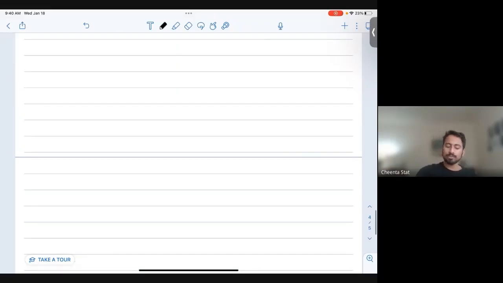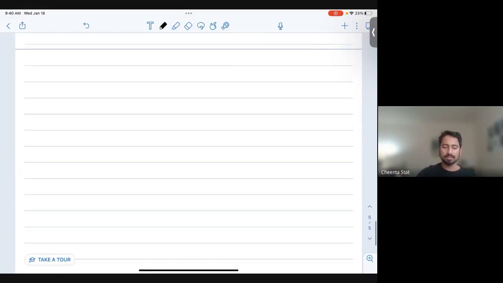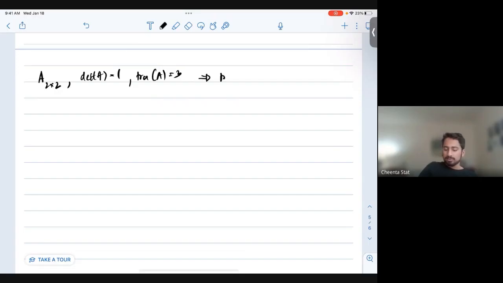An interesting problem. Let's do this. It's a linear algebra problem. Let's do some math. So A is a 2 cross 2 matrix, and the determinant of A is 1. The trace of A is 3. So what is the trace of A square? Any ideas how to do this?